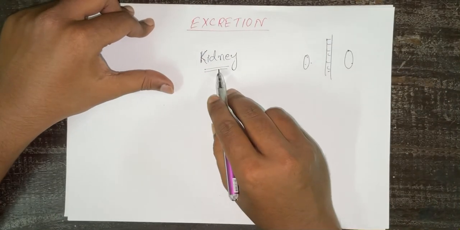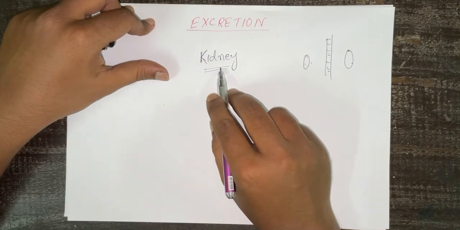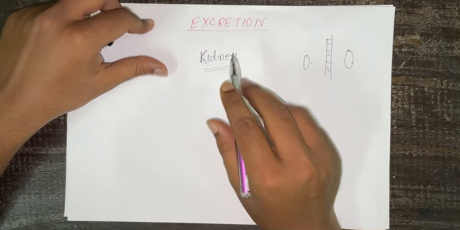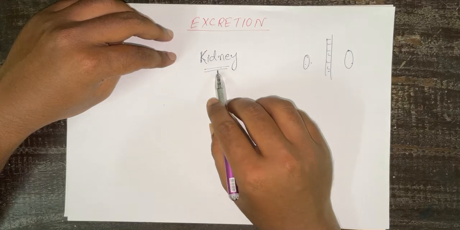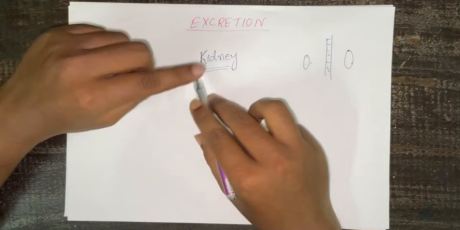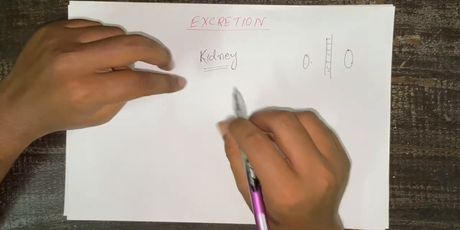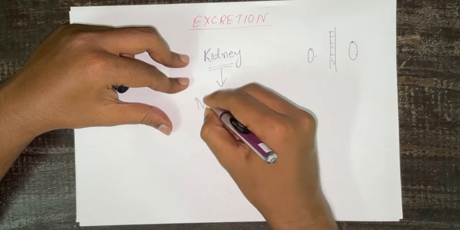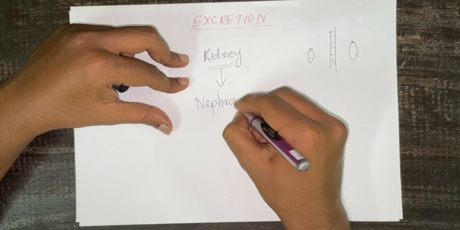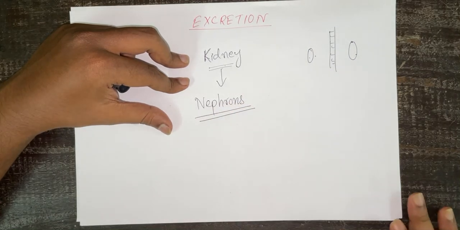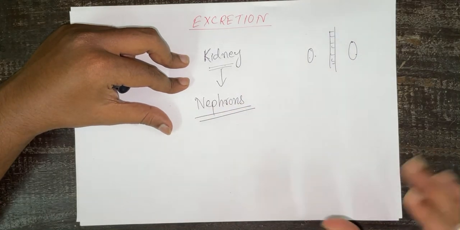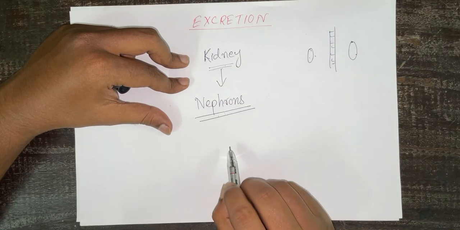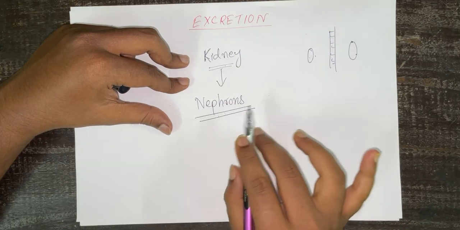So what does the kidney do? The kidney actually filters the blood in your body. So whatever blood is present, the blood will be filtered with the help of the kidney. Now the kidney itself as a whole does not do the work. For this, kidneys have some units called nephrons. These nephrons are the structural units of the kidney, and these nephrons are the ones which are responsible for the filtration process.